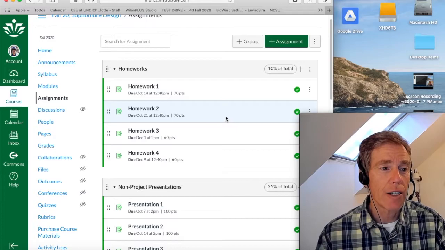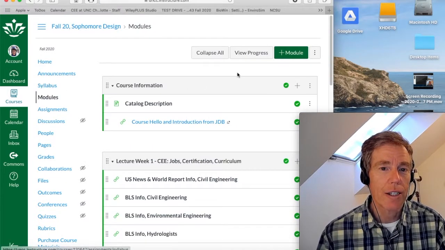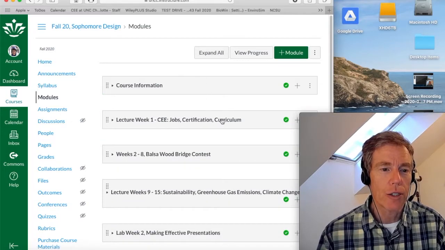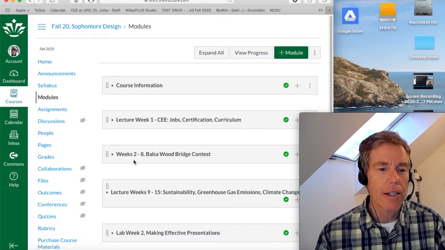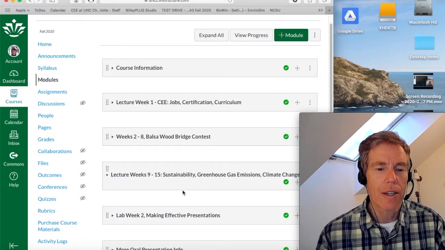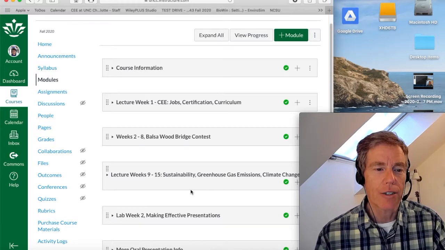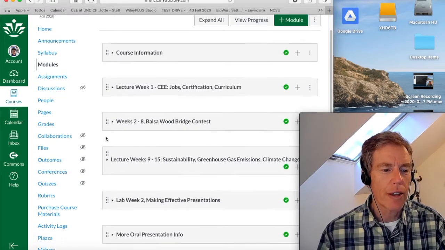Other things you'll find here, there's a lot of the course material is in these modules, so check these out. I'm collapsing them all so you can see the list of modules. Week one, we're starting with civil and environmental engineering job certification and curriculum. Then 6 weeks on the Balsa Wood Bridge Contest, the remaining weeks on the sustainability and greenhouse gas emissions part of the course. That's all I think I need to show you on the Canvas page.